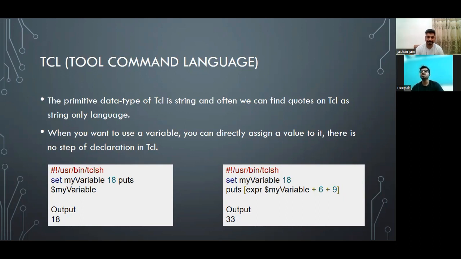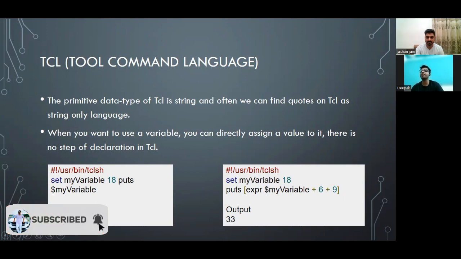Similarly, we can do all types of arithmetic operations directly. You just need to use expr. If you see the second example, let's set my variable 18. So my variable value is 18. Now if you do puts, puts is similar to print. Whatever we want to print, we keep in the bracket: my variable plus 6 plus 9. So 18 plus 6 plus 9 comes out to be 33, so it will print the output as 33.